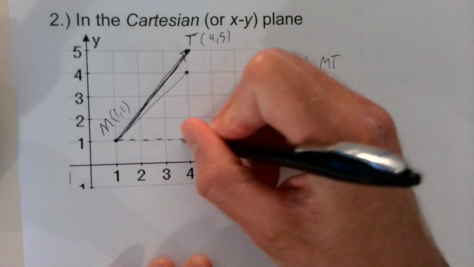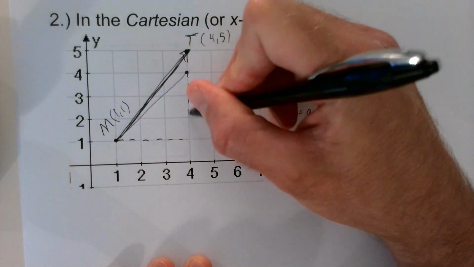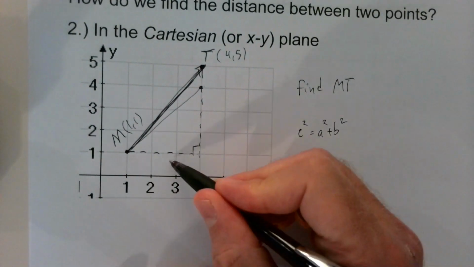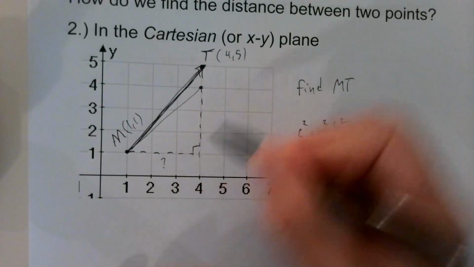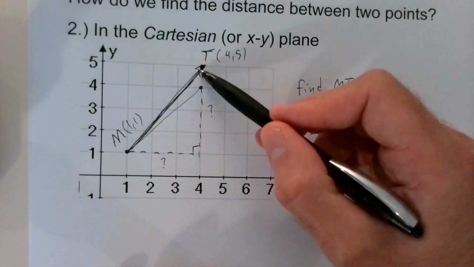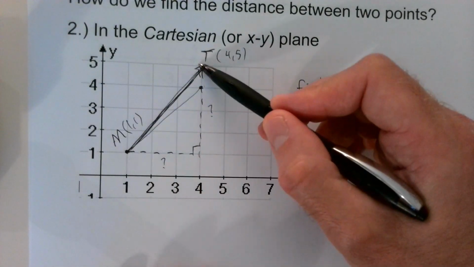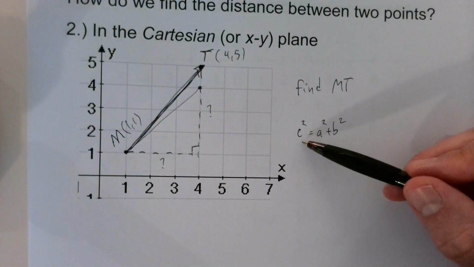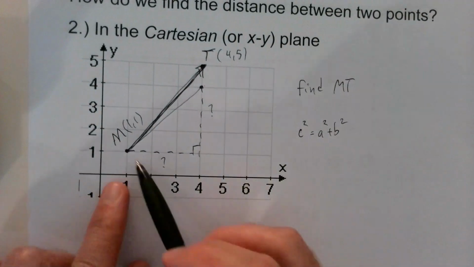construct a right triangle like so, and if I knew this length, I'll put a question mark here, then this length, a squared plus b squared equals c squared. a and b, those are just the legs of your right triangle. c is your hypotenuse. How would I find the length of this one?